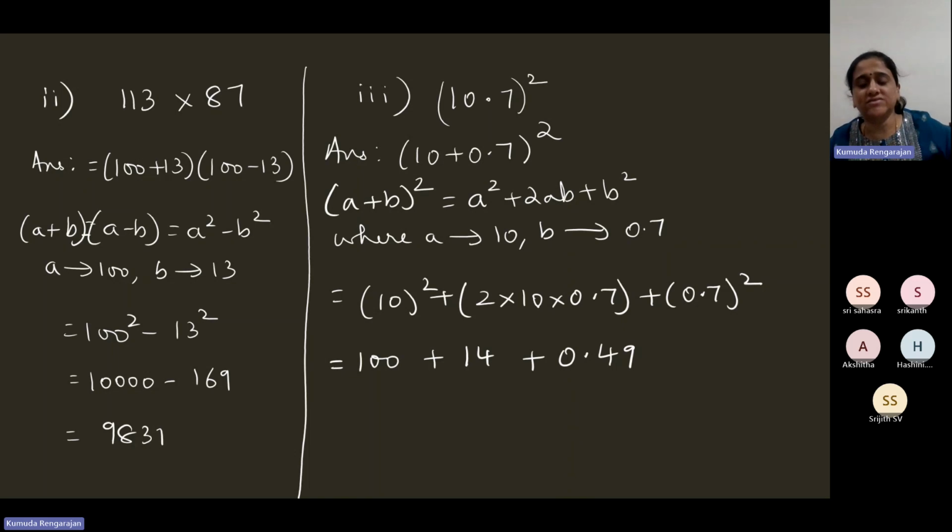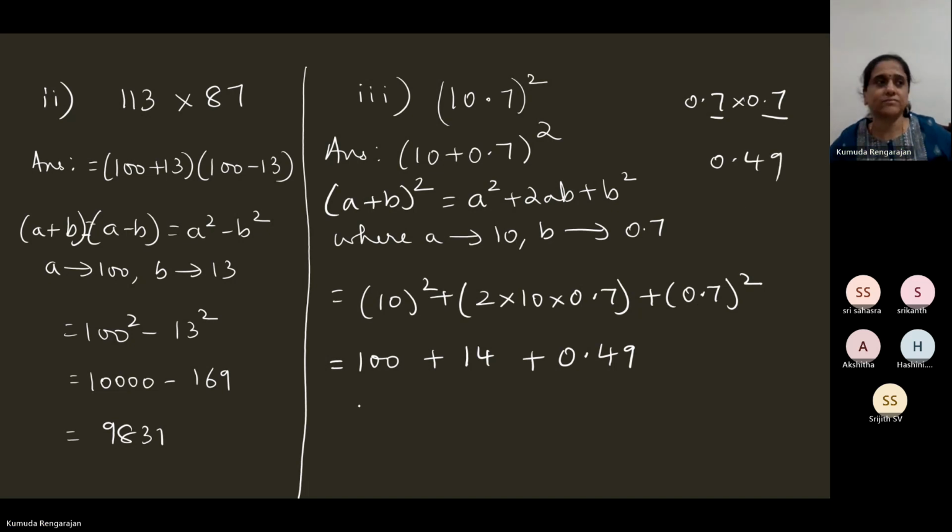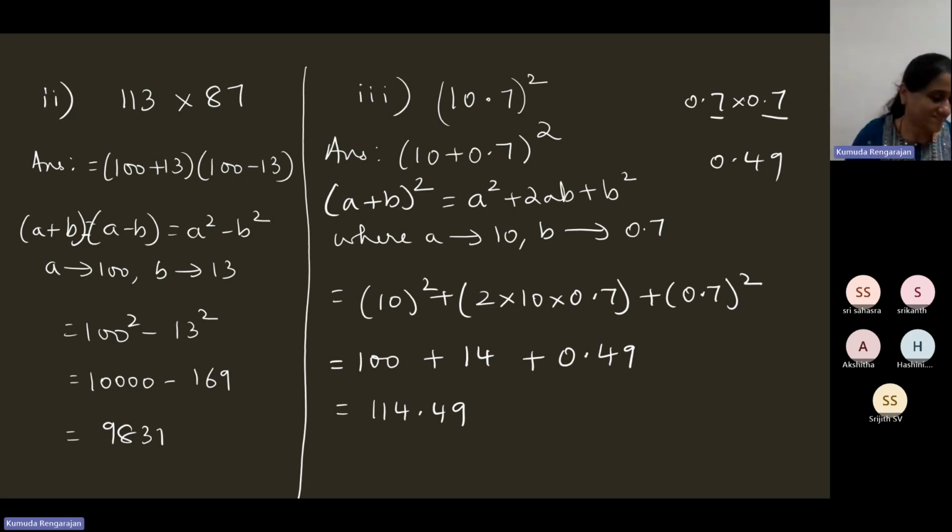0.7 into 10 is 7, into 2, 14. 0.7 into 0.7: 7 sevens are 49 and 2 decimal places, because 0.7 into 0.7, 1, 2 decimal places. So 0.49. So it's 114.49. First I wrote 0.049 because of the previous sum, then I changed it. You noticed.